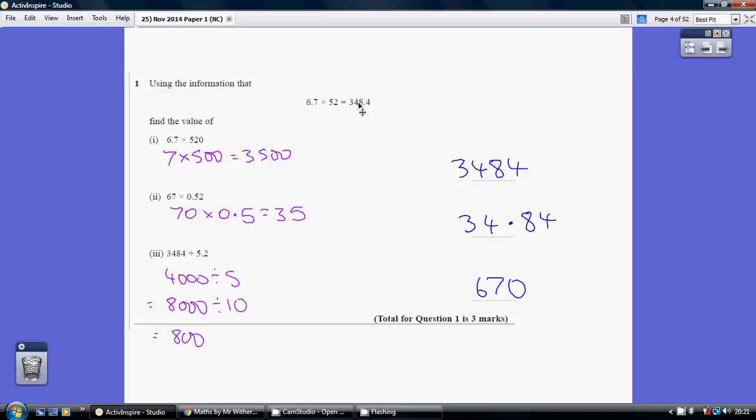Similarly with number 2, 67 is roughly 70, 0.52 is roughly a half, and half of 70 is 35, so where does the decimal point need to be to get an answer about 35? Well, between the 4 and the 8, 34.84.